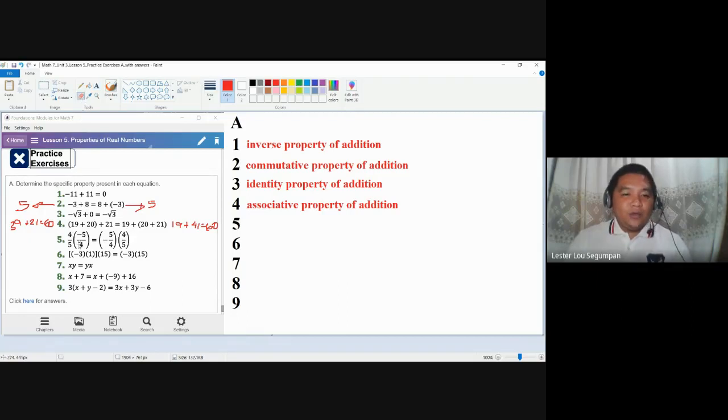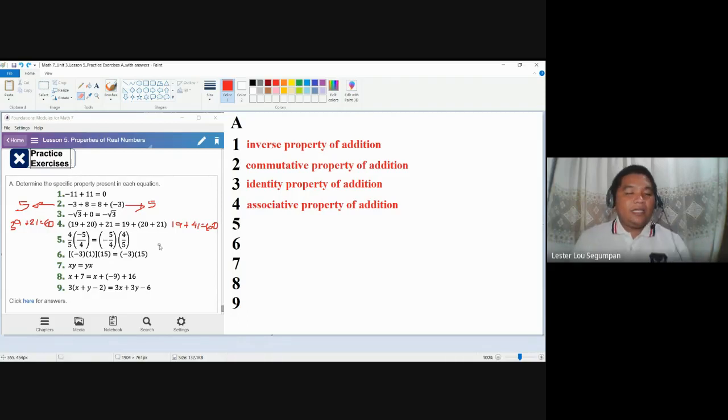Even if we're going to erase this one, let's say we are erasing this one on the other side, we may answer here multiplicative inverse or inverse property of multiplication. Right, going back to the given, this is not on multiplicative inverse or the inverse property of multiplication.